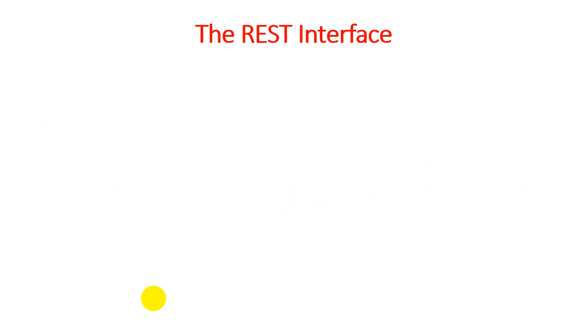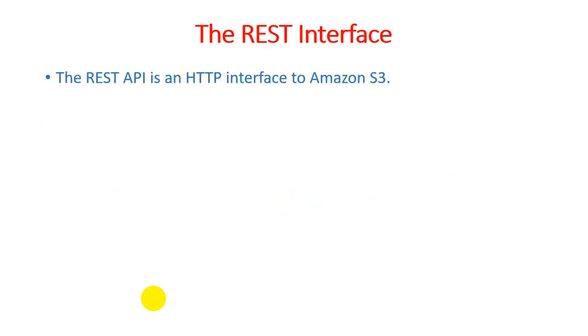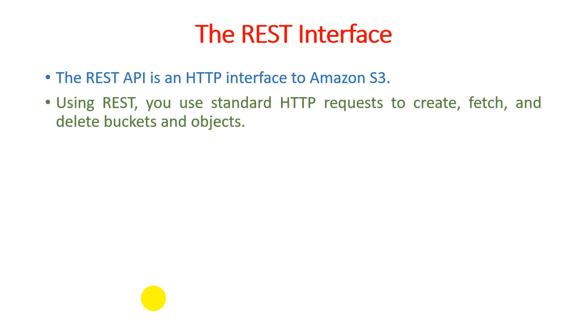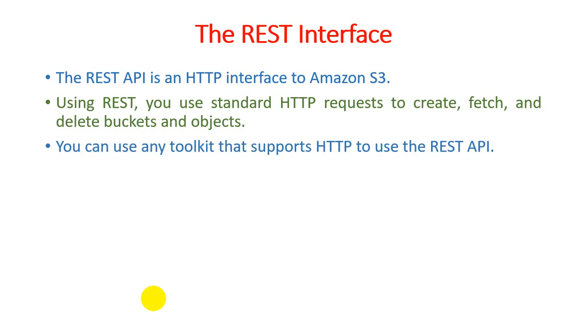So what is the REST interface? First we discuss it. The REST API is an HTTP interface to Amazon S3. Using REST, you use standard HTTP requests to create, fetch and delete buckets and objects, but the limitation is up to 4 KB. You can use any toolkit that supports HTTP to use the REST API.